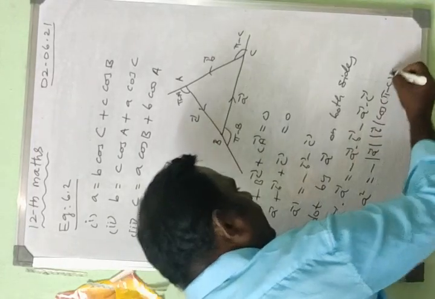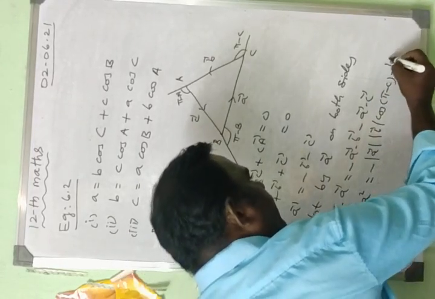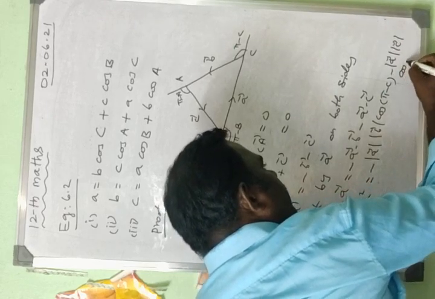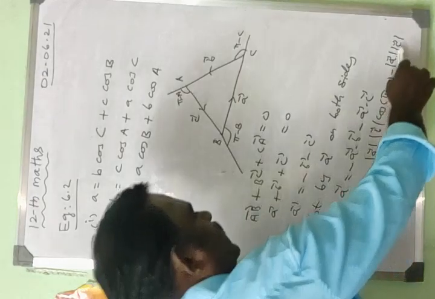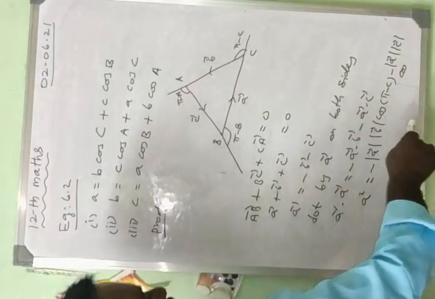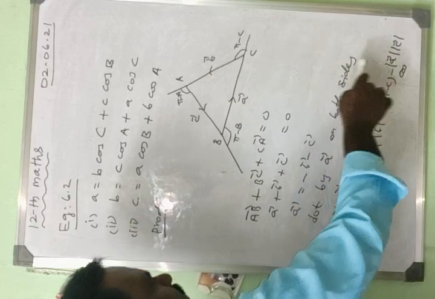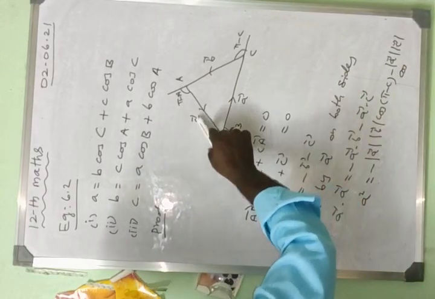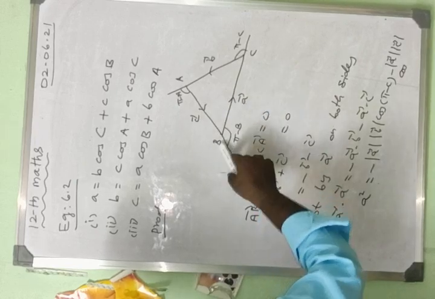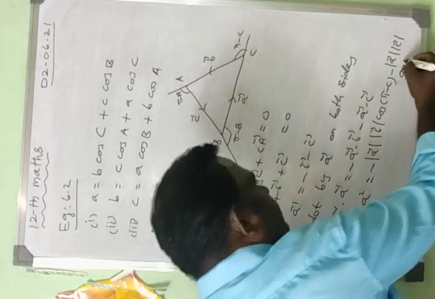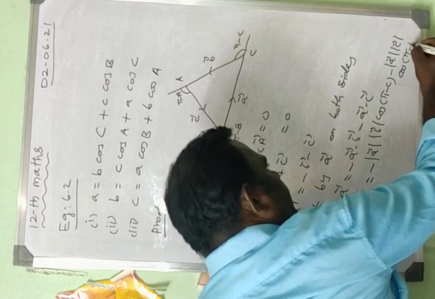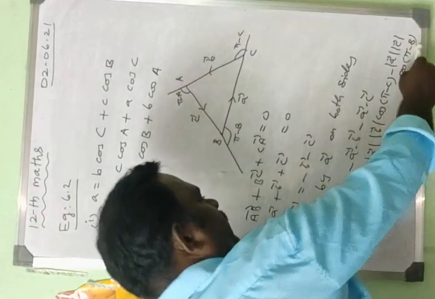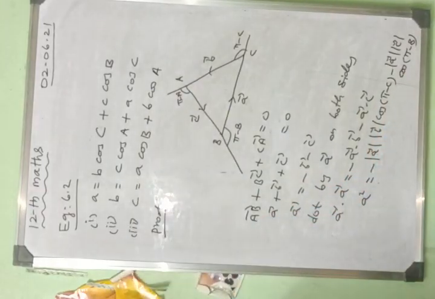Next, minus vector a dot vector c. We can write mod of vector a, mod of vector c, cos theta. What is the theta value? Here the c side, and in between, the outer angle at A and C, AC. Here a, here the c side. The outer angle is pi minus B. So we put pi minus B here. For AC we put pi minus B. B will come.